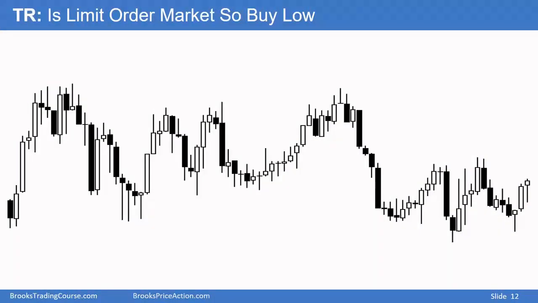A trading range is a limit order market, especially if the range is tight, and it's better to buy low, it's better to sell high, it's better to take quick profits, betting that the leg is not going to last very long. You buy low, you sell high, you scalp.